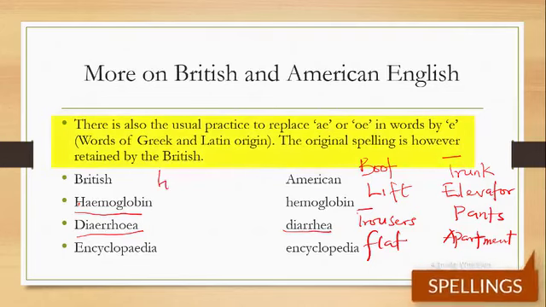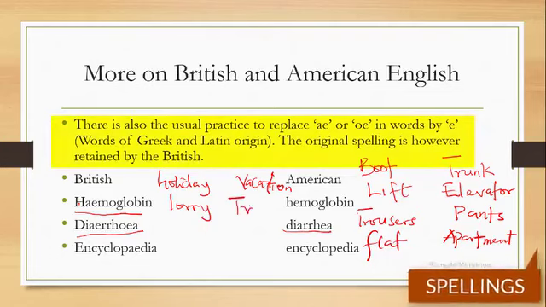In British English, we use the word holiday. In American English, you use vacation. Then in British English, you use words like lorry to convey your commodity, your goods. But in America, we call that truck.